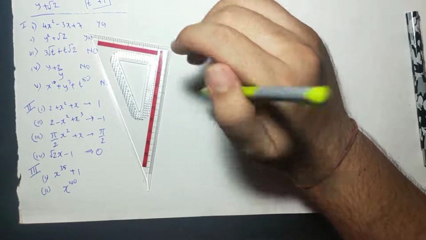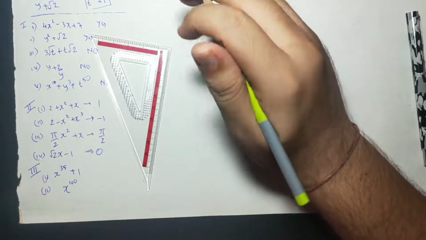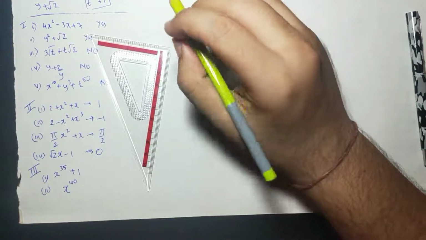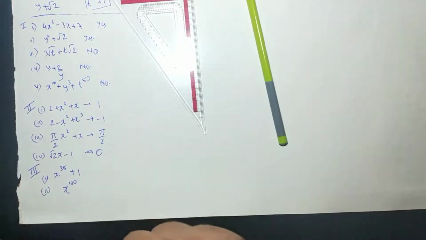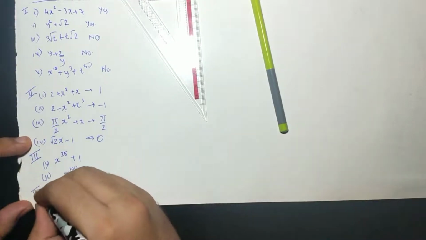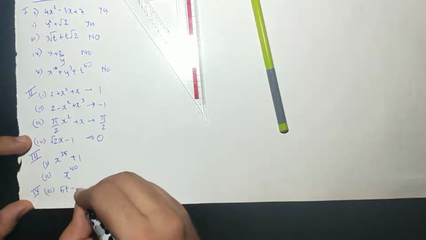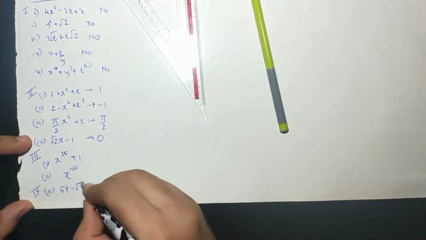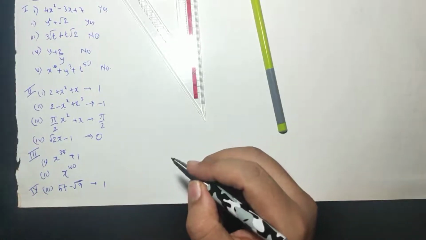Second question is 4 minus y square. Y is having power 2, so the degree will be 2. Third is 5t minus root 7. I'm writing the third and the fourth one. The third question is 5t minus root 7. The power of t is 1, so the degree will be 1.